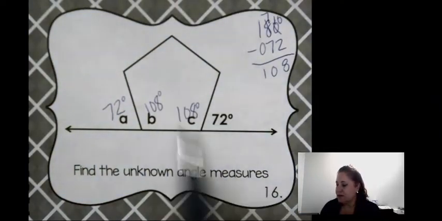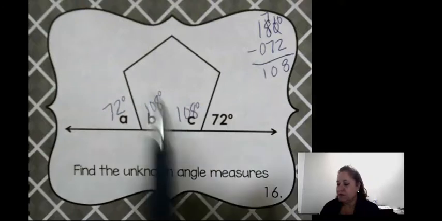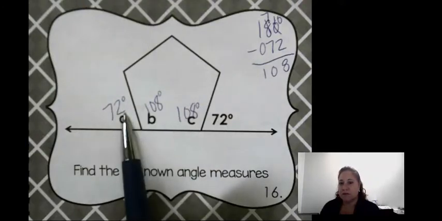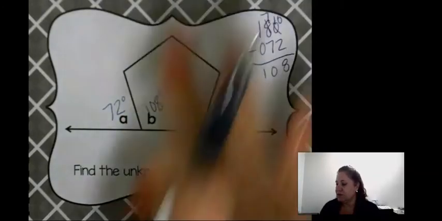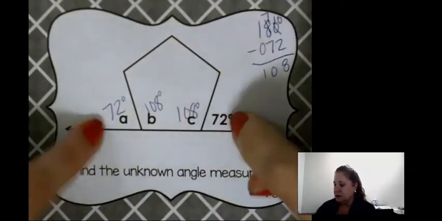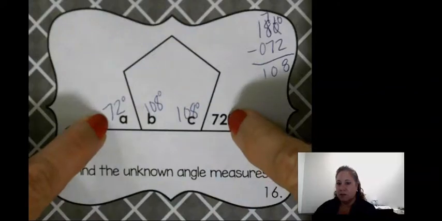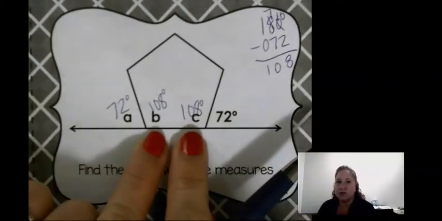These are supplementary to each other. These are supplementary to each other. And we know from just looking at it from the symmetry that these are both acute angles. They're equivalent, and these obtuse angles are equivalent.